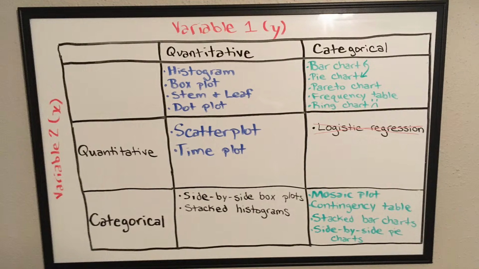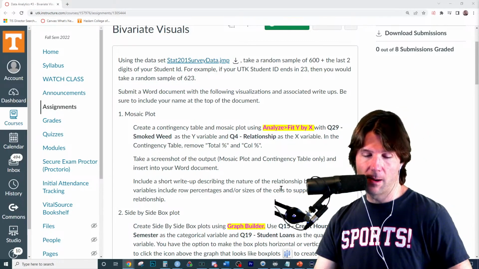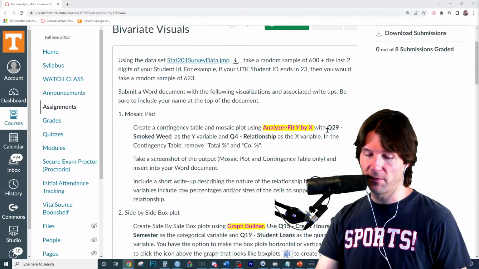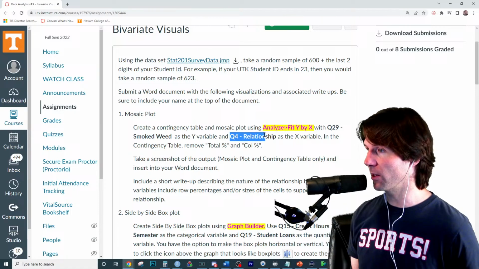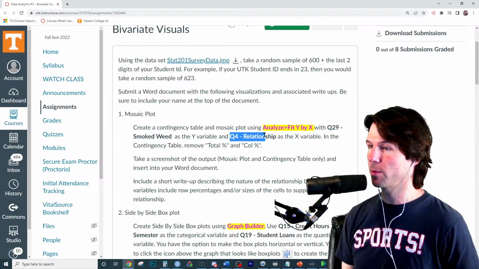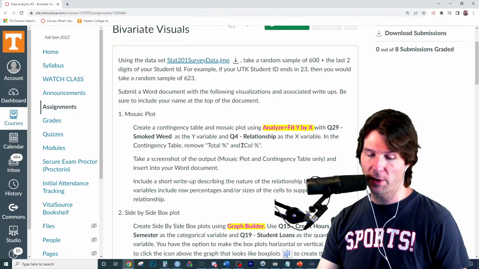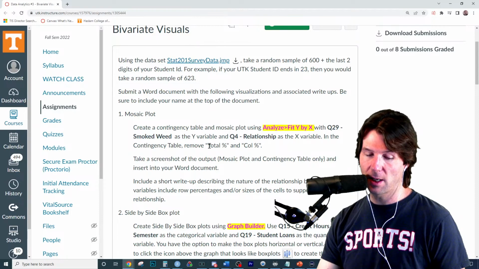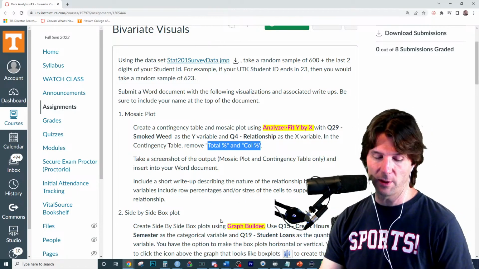I'm not a big fan of stacked bar charts or side-by-side pie charts. You can use those, but I'm not a big fan of them. So now we are going to use the variables Q29 smoked weed and Q4 relationship. I'm not going to use those, though, because I'm not doing the exact assignment. I'm going to use totally different variables right here. And when you are doing this, it says in the contingency table, remove the total percent and column percent. We need to remove those, so let's do that.